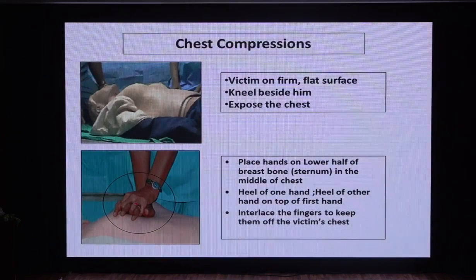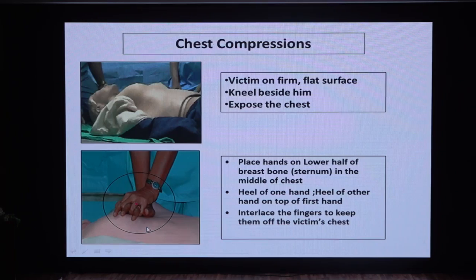Always know that the victim should be placed on a firm, flat surface. Kneel beside the victim and expose the chest if you think it's a male. If it's a female and you don't want to expose, you can do it by feeling the anatomical landmarks. Place hands on the lower half of the breastbone, heel of one hand on the other, something like this, with the heel on the sternum.